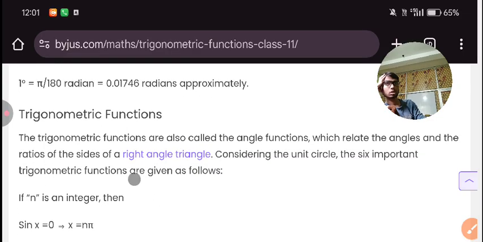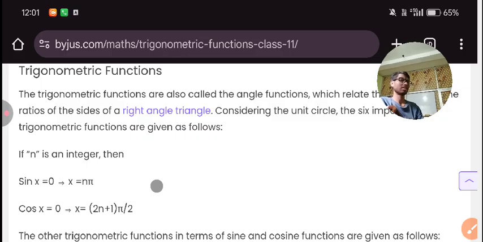Trigonometric functions are also called angle functions, which relate the angles and the ratios of the sides of a right angle triangle. Considering the unit circle, we take a unit circle whose radius should be 1 centimeter or 1 meter. The 6 important trigonometric functions are given as follows. We know sine, cos, tan, cosec, sec, cot. All these are the 6 trigonometric functions.